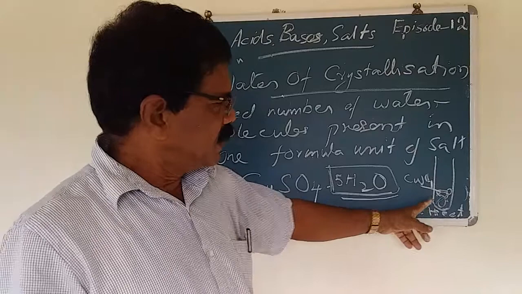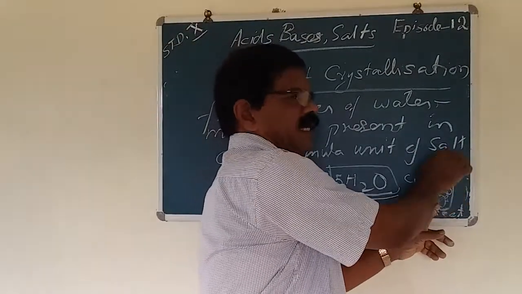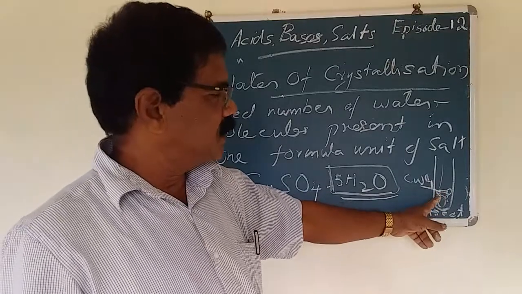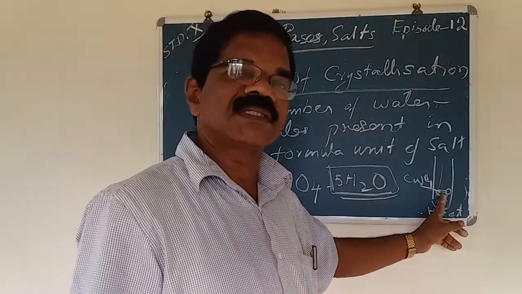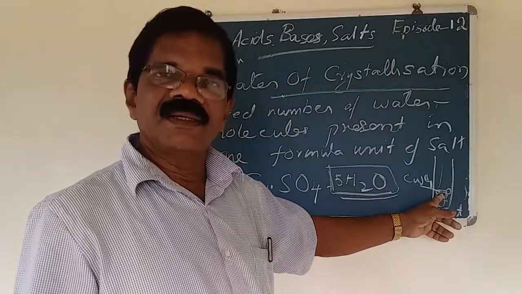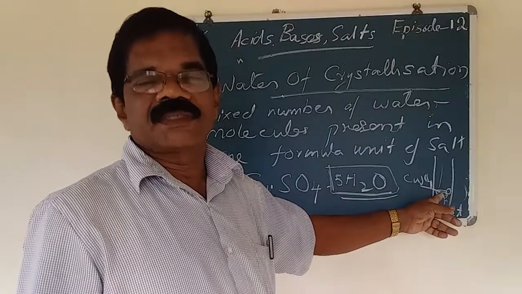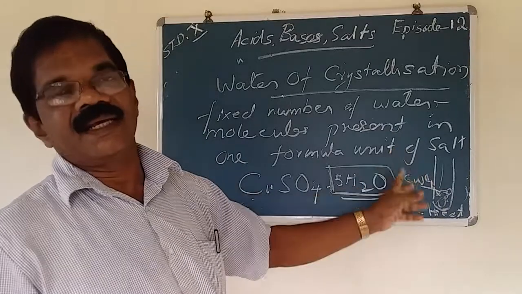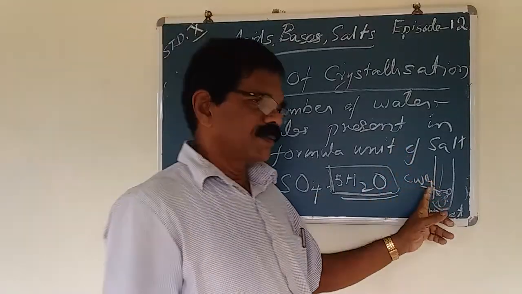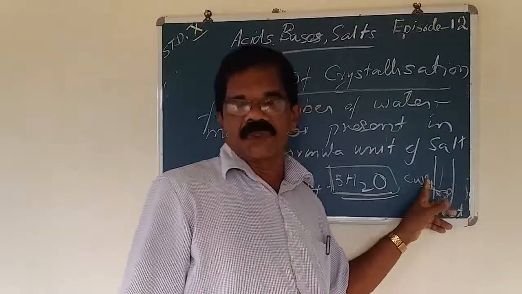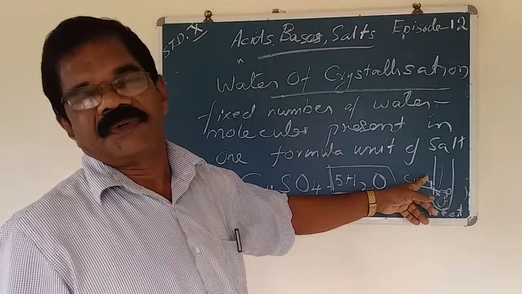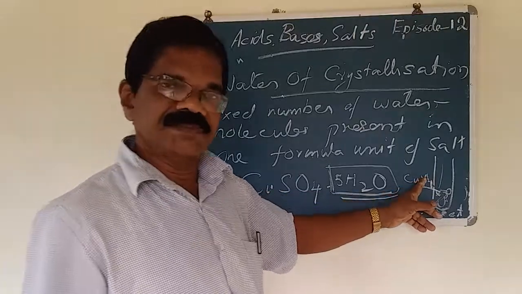Copper sulfate pentahydrate, this 5H2O will escape and it turns white. The color changes to white, the crystalline shape is lost and it becomes powdery. You know that in Bordeaux mixture, they have used copper sulfate and calcium hydroxide. That copper sulfate, when we purchase it from the shop, has a crystalline shape, not powder. And calcium hydroxide is a powder.